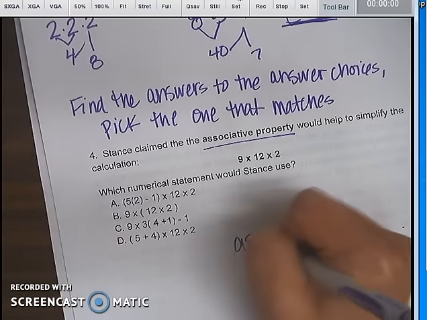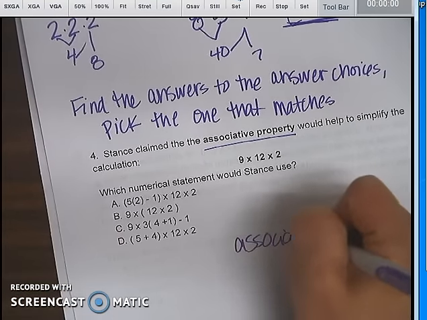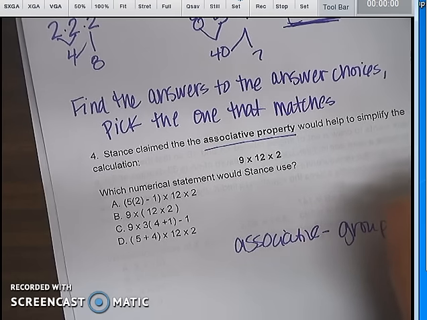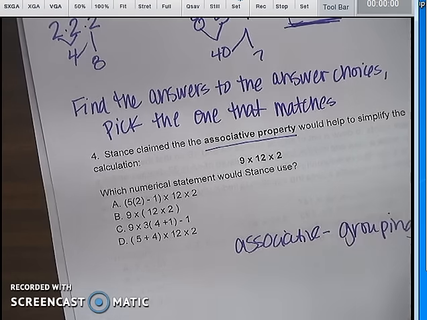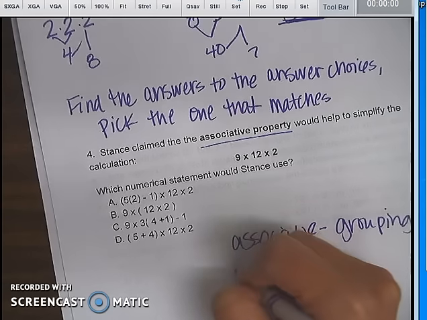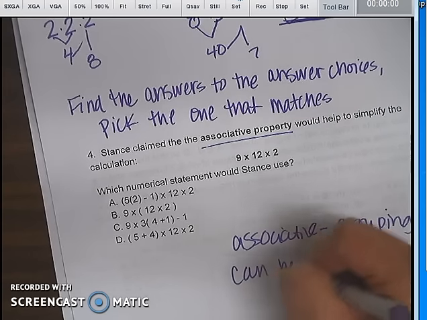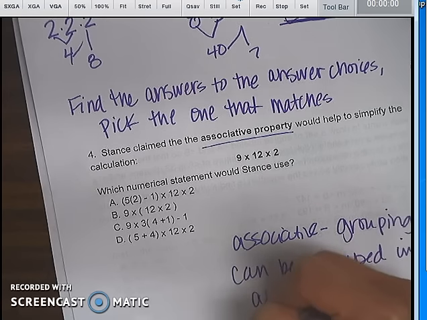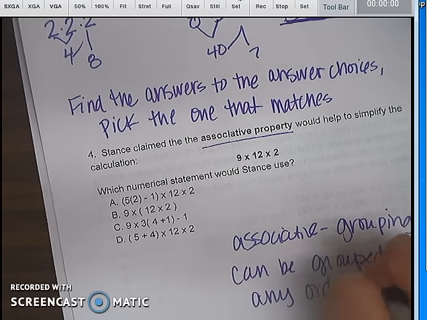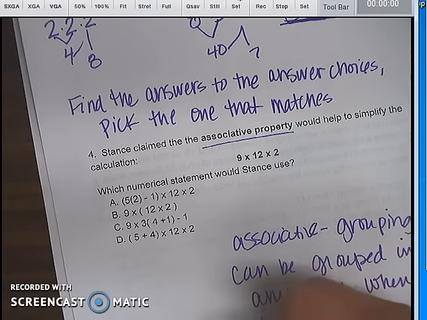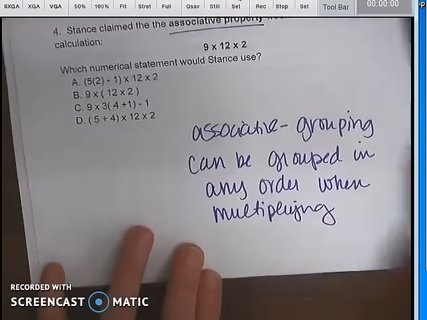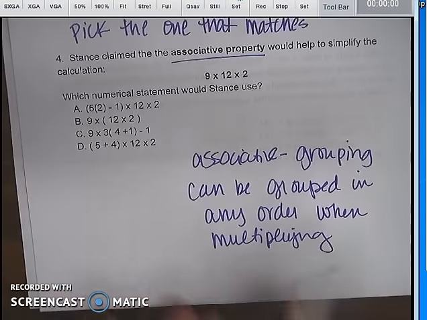So associative is grouping. It says it can be grouped in any order when multiplying.